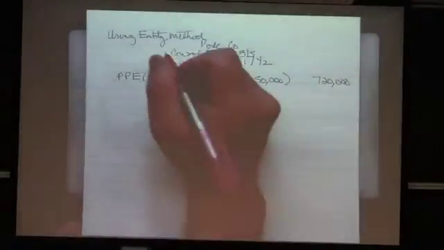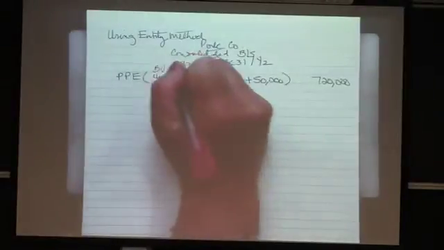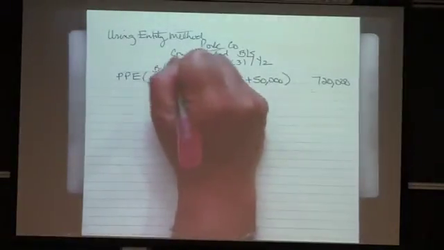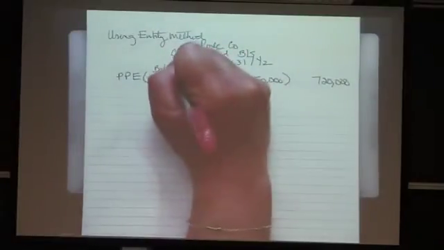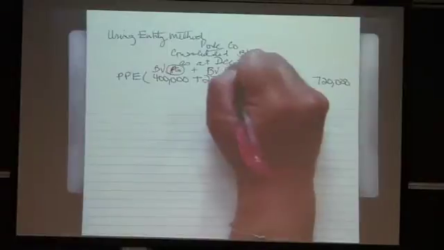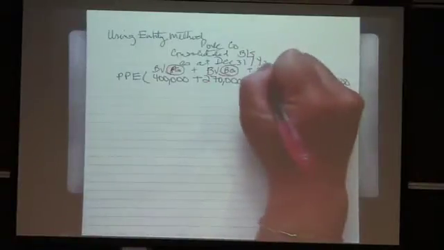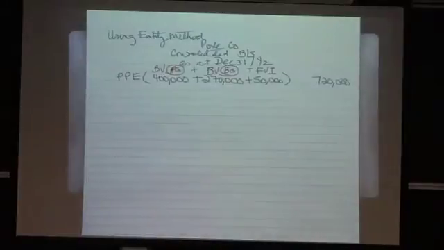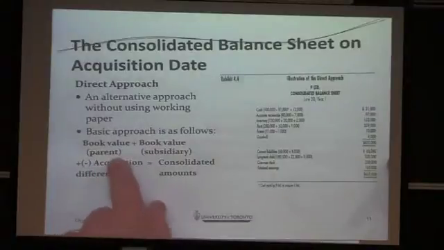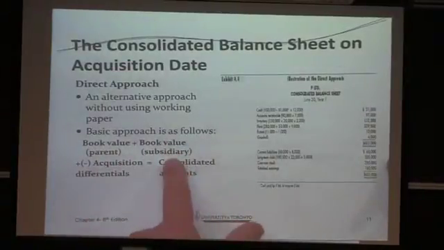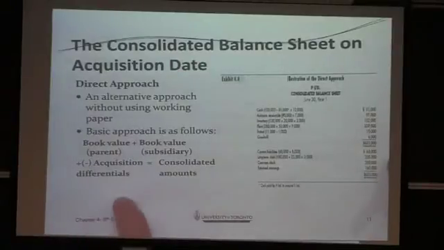So we're going to start with B. So book value of B company plus fair value increments. This is P, Pork, and this is Barrel, plus fair value increments. Okay? If you remember what we started with originally, that's what we're trying to do. We're trying to use a direct approach where we show first the book value, then we add the book value in the sub, and then we add the acquisition differential.